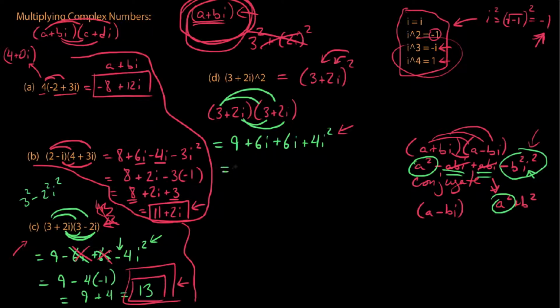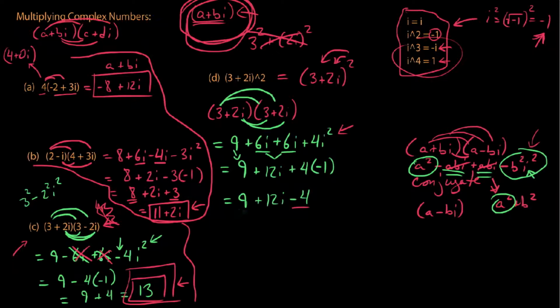But I'll tell you what. We'll go ahead and bring down our 9. These two positive 6i's combine to become 12 total i's. And then we have, of course, 4 times i squared. But what do you know about i squared? Remember, i squared is always just a negative 1. So this expression simplifies into 9 plus 12i minus 4.